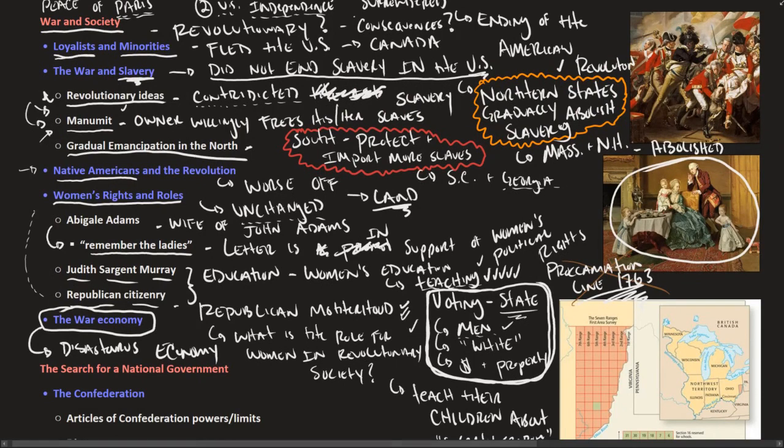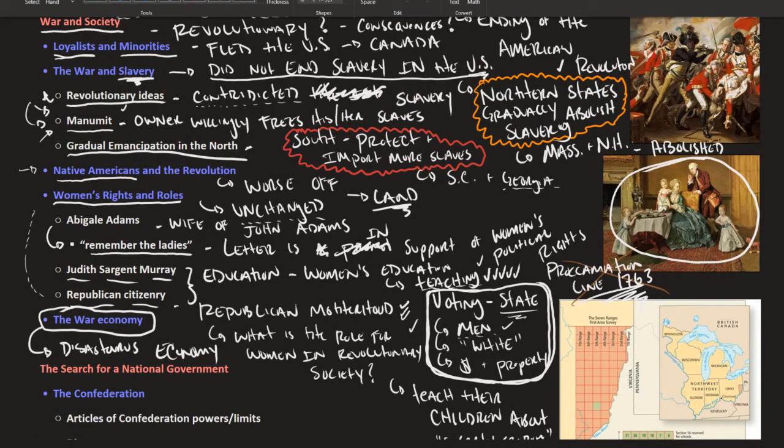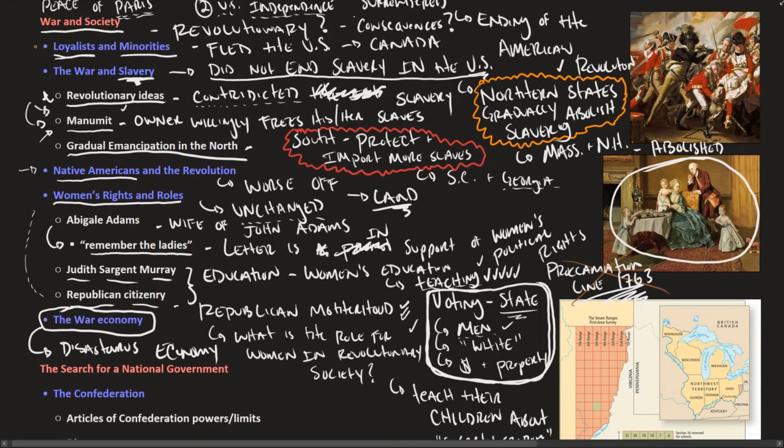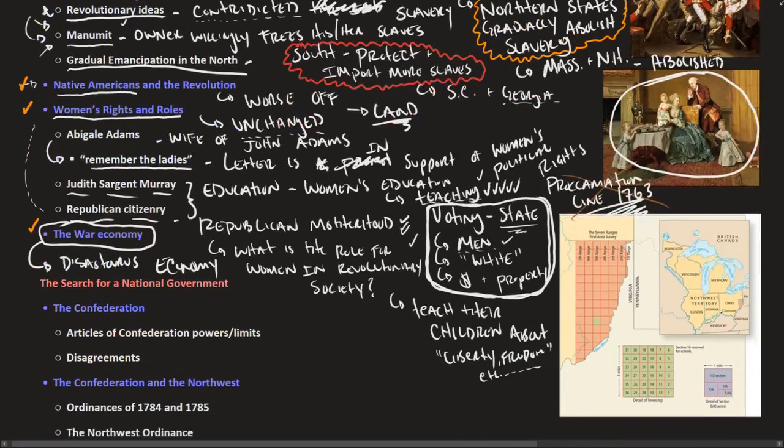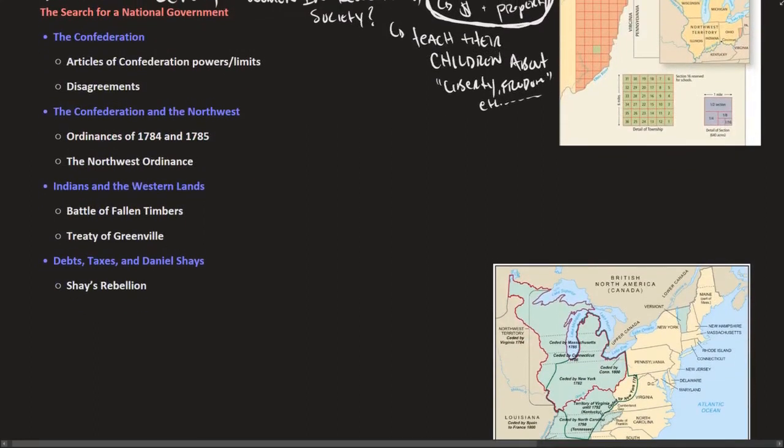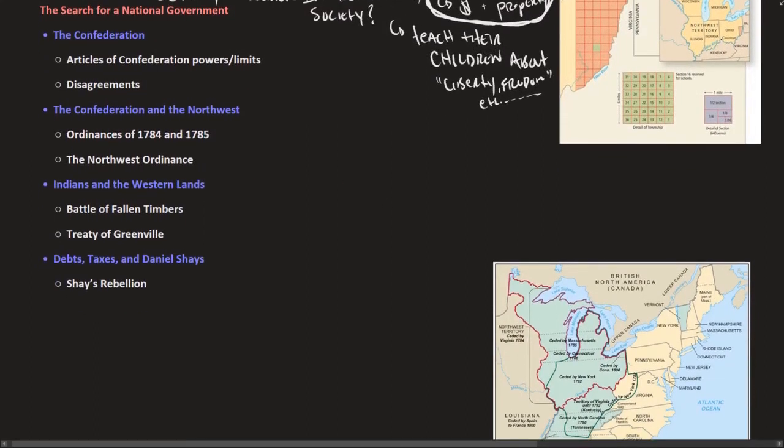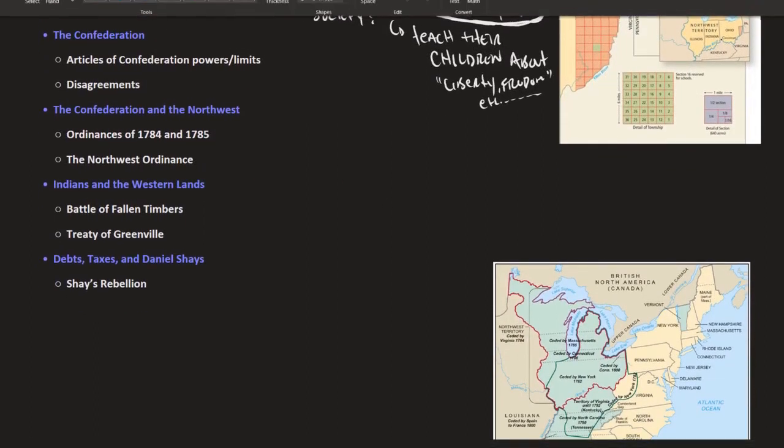So in this section, we were looking at the way that the war affected society. What did it mean for Loyalists? What did it mean for slavery? What did the war mean for Native Americans? What did it mean for women? And what did it mean for the economy? Any questions about some of the consequences of the war and how it affected the different parts of American society?